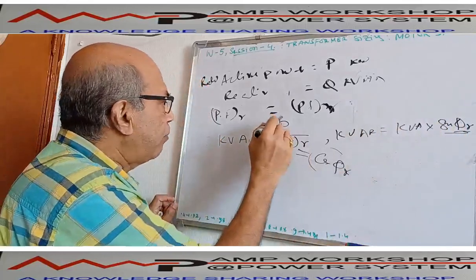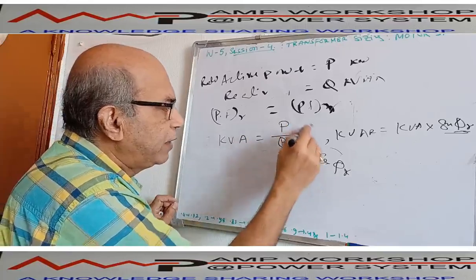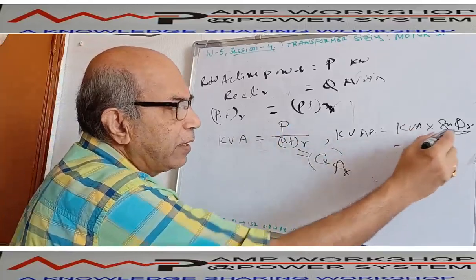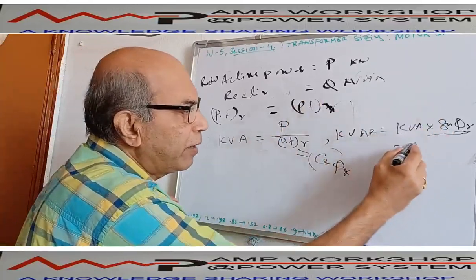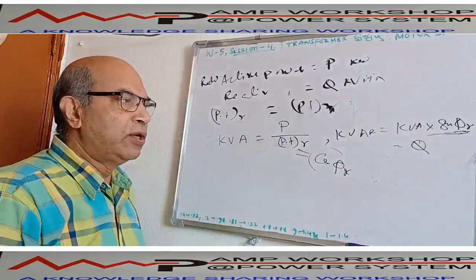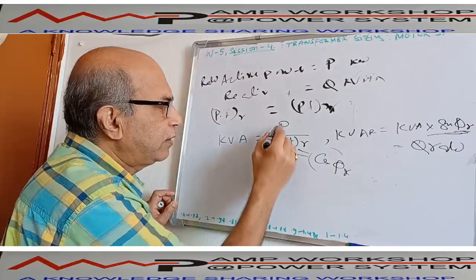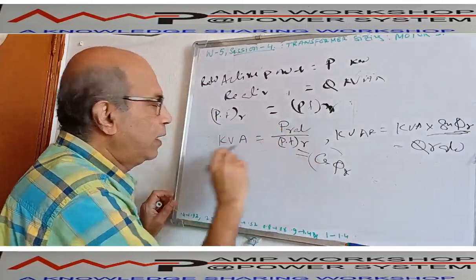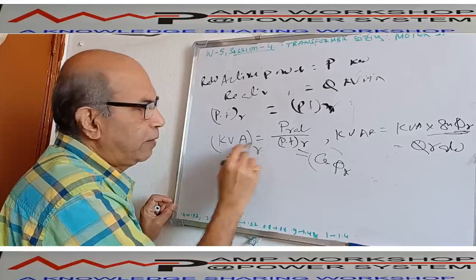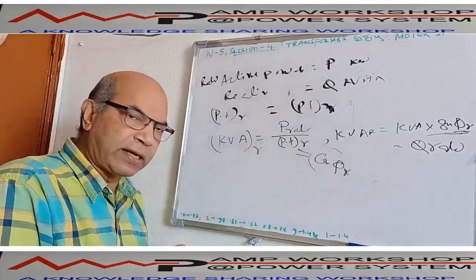As we have already calculated the kVA, from this we can calculate the kVAR. This will be the kVAR, which equals our Q. Suppose we got the Q; this is the rated condition. This is Q rated, this is P rated, and this is kVA rated. All are rated conditions, so these three things we can calculate.